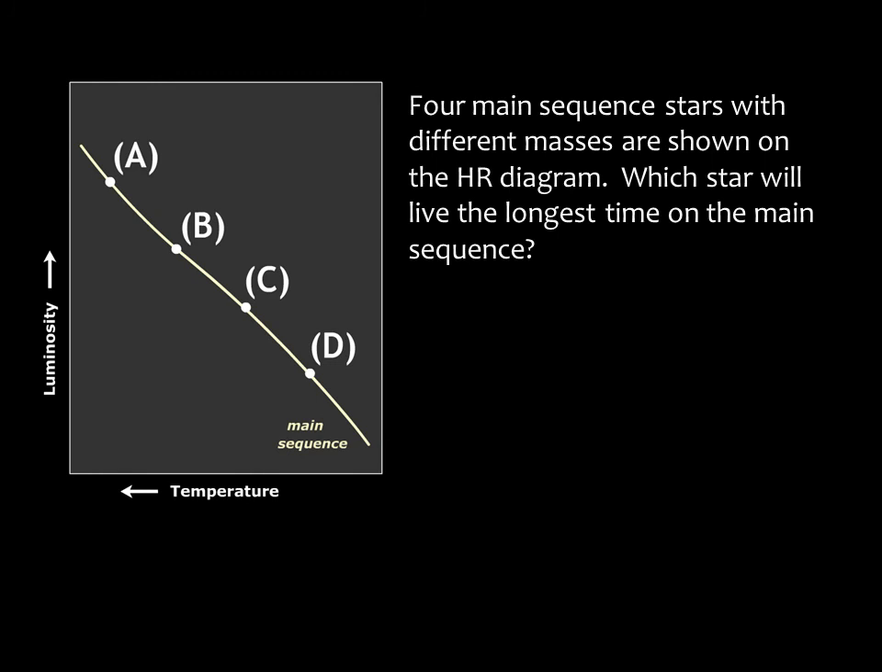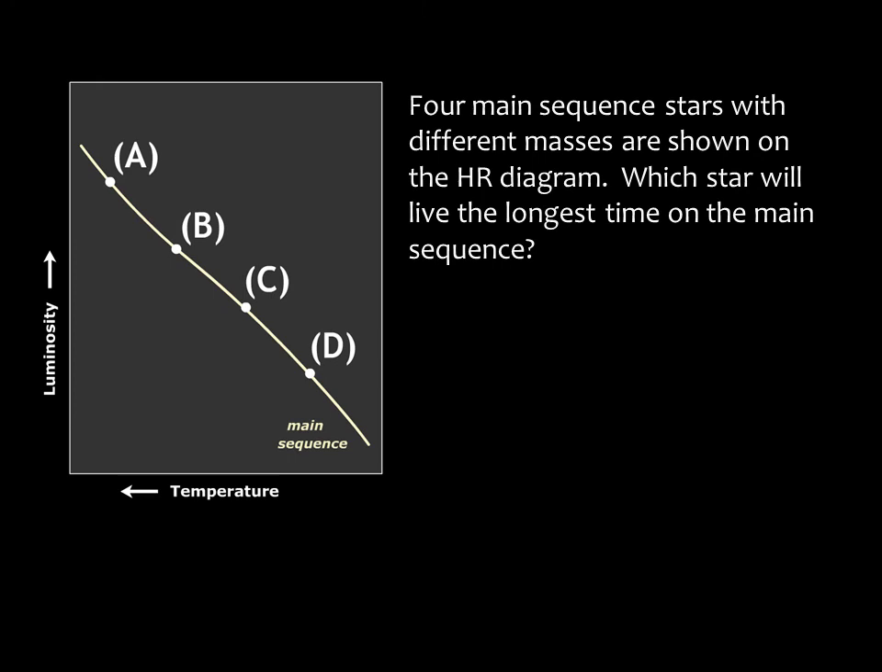This question is a bit of a throwback from our module on the HR diagram and stellar properties. So the question is asking, 4 main sequence stars with different masses are shown on the HR diagram. Which star will live the longest time on the main sequence?